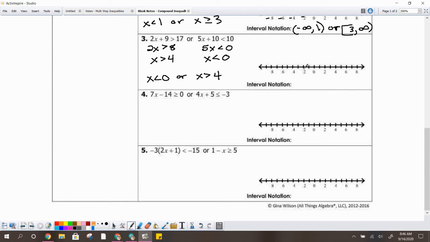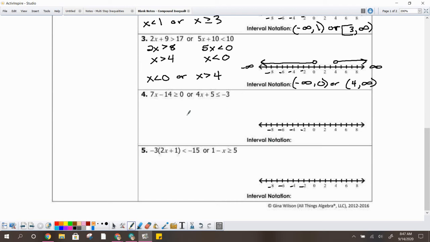And then when we graph that, we're going to go ahead and put our open circle on 0, and then shade to the left, open circle on 4, and shade to the right. For our interval notation, we have our negative infinity, comma 0, or 4, comma infinity. And then again, infinities are always parentheses, and these are both open circles, so it's also parentheses. All right, so again, try number 4, pause the video, and then press play when you're ready.